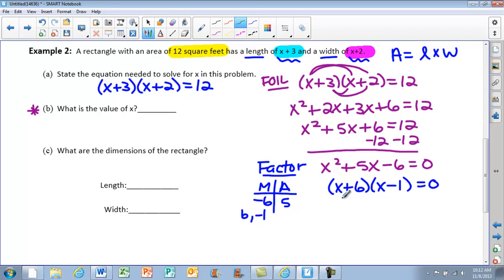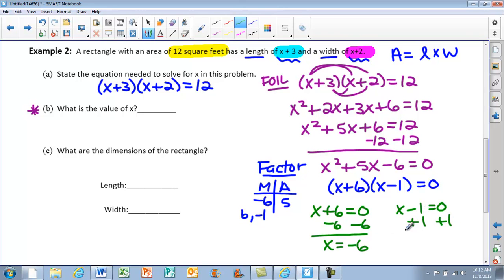Now what we have to do is actually solve. So we set up our equations. So x plus 6 equals 0, x minus 1 equals 0. Over here, we subtract 6 from both sides, so x equals negative 6. And here we add 1 to both sides, so x equals positive 1.